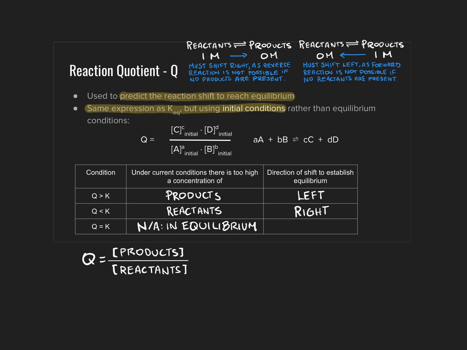So if Q is equal to KEQ, we would not expect to see any shift, either left or right, as the system is currently in equilibrium. And that's really all the reaction quotient Q does for us. It's used to predict the direction of shift the system must experience in order to establish equilibrium. So let's use this idea now on our next couple of slides in order to make some quantitative calculations involving equilibrium systems. Let's move on.